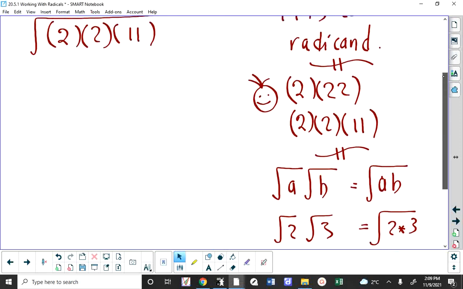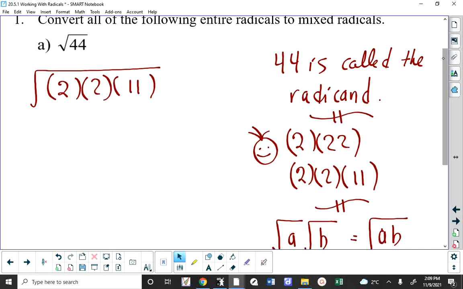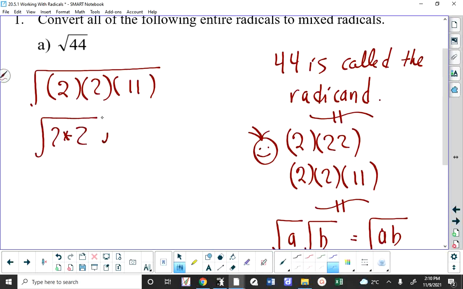What I can do here is I could write this as the square root of 2 times 2 times the square root of 11. Now, why would I decide to splice it at that location to get 2 radicals? The reason is 2 times 2 is 4.